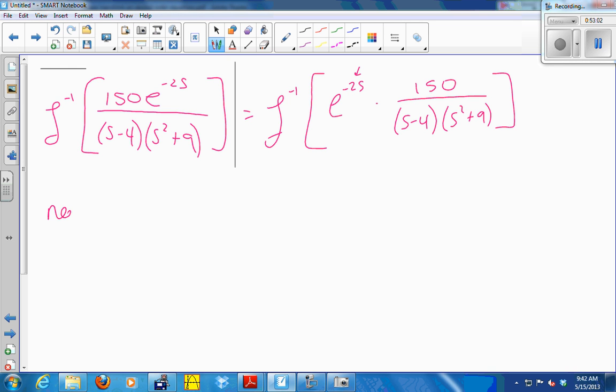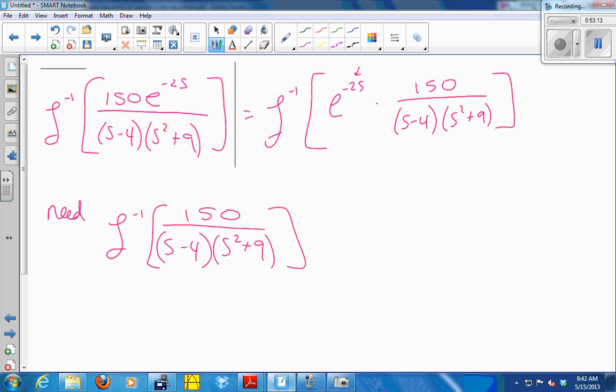All right, so I need the inverse Laplace of 150 over s minus 4 times s squared plus 9. I need to get that, and I need to shift it by t minus 2, because once I do the inverse Laplace transform, there'll be no more s's, it'll be t's. You shift it after you do the inverse Laplace. All right, so first we'll just focus on getting this inverse Laplace.